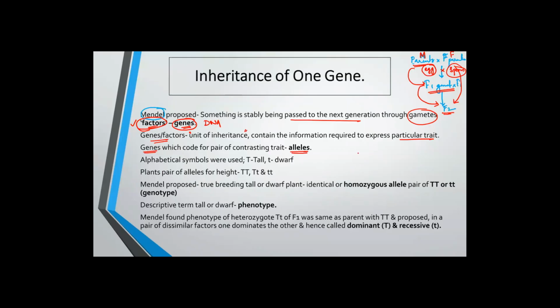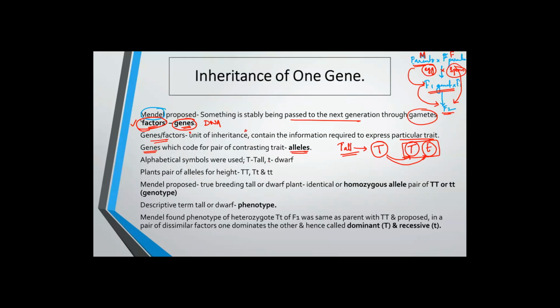As I mentioned earlier, for example, the trait we are considering is the tallness of a plant, and we represent it with the letter T. That is a gene representing tallness. And we know that the gene can exist in two forms, a dominant form and a recessive form. So these are alleles. These are two types of gene. A gene can exist in two forms, that is allele. So we can say they exist in pairs.